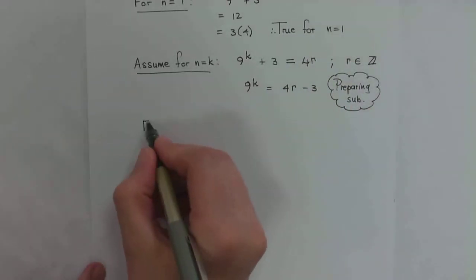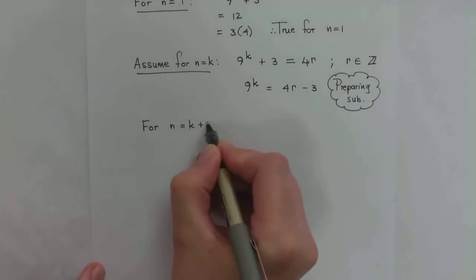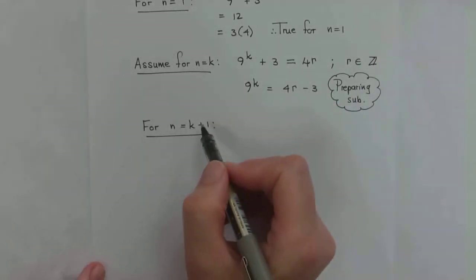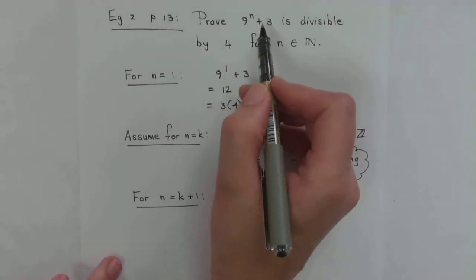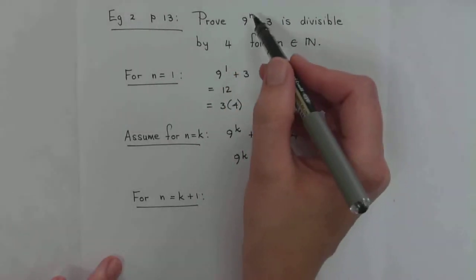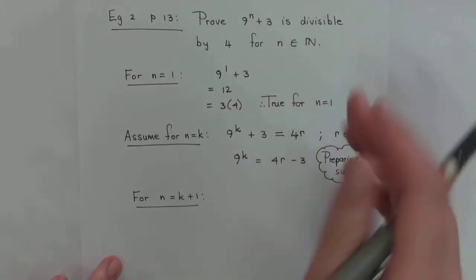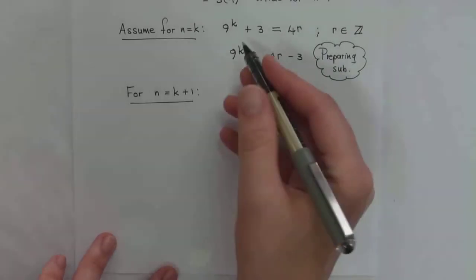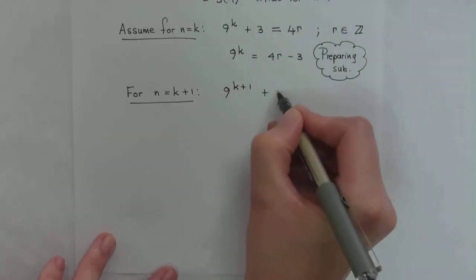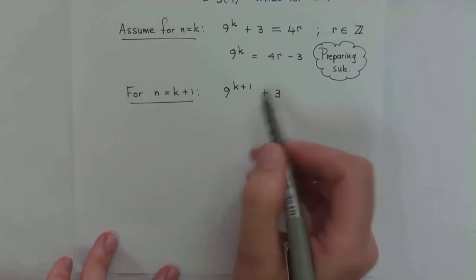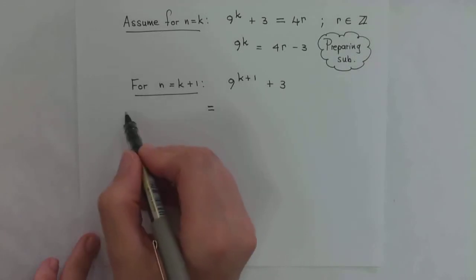So we're going to say for n equal to k plus 1. Now I'm just going to substitute the k plus 1 into this expression, because I now want to prove that if I substitute k plus 1 into this expression, it's still going to be divisible by 4. So 4 will still be a common factor. So 9 to the power of k plus 1 plus 3. There we go. Now this again is something that if you don't remember it, you're going to get stuck. So I'm going to put it in the bubble there.